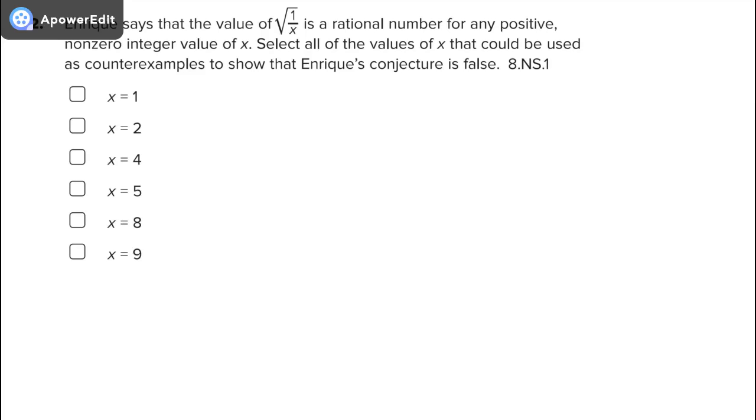I'm not sure if you understand every single word, so we're going to go over each of them. Enrique says that the value of the square root of 1 over x is a rational number. Okay, as usual, the question is, what is rational? For any positive non-zero integer value of x. Rational is a number you can write in fraction form. A positive, we know what positive is, non-zero integer, which means any number that is bigger than 0. It can be 1, 2, 3. It cannot be negative, and it has to be a whole number. So basically, they say any positive non-zero integer of x. They mean the whole number.